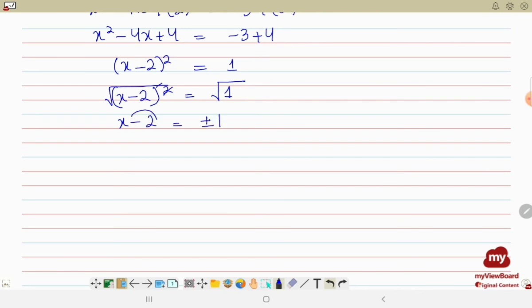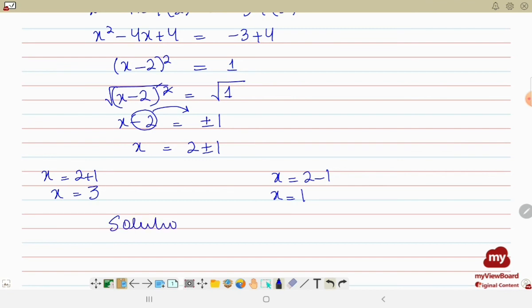So we just have to find the value of x. We don't need 2 here, so we'll move it to the other side. It will become x equals 2 plus minus 1. So we'll write it as 2 plus 1 and 2 minus 1. So we'll have x equal to 3 and x equal to 1. So our solution set at the end will be 1, 3, bracket close. I hope you understand the steps of working.